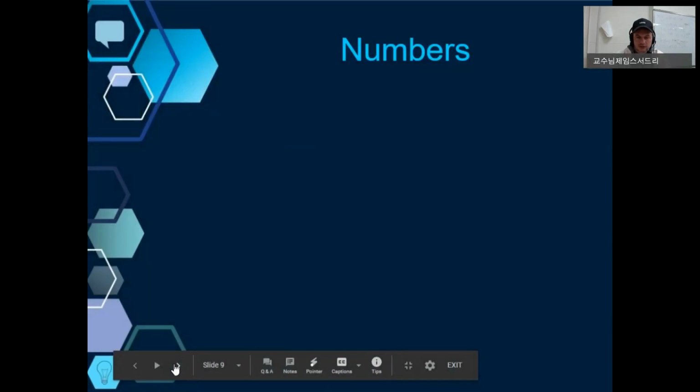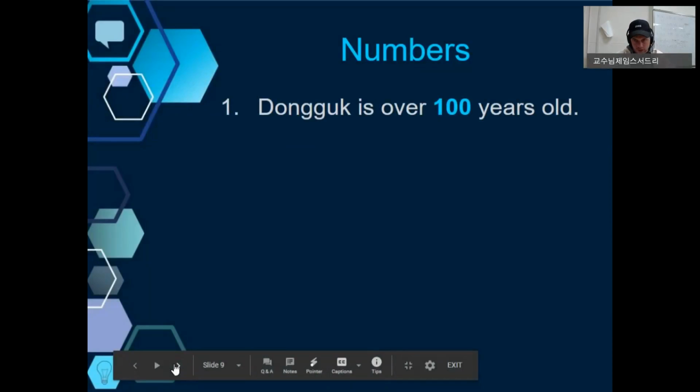Symbols and numbers. Dongguk is 100 years old, so try to stress that. Dongguk is over 100 years old. Dongguk is over 100 years old. Dongguk is over 100 years old. Okay, you can see the 3 different styles, all right?